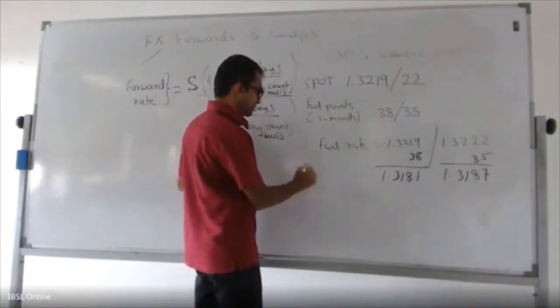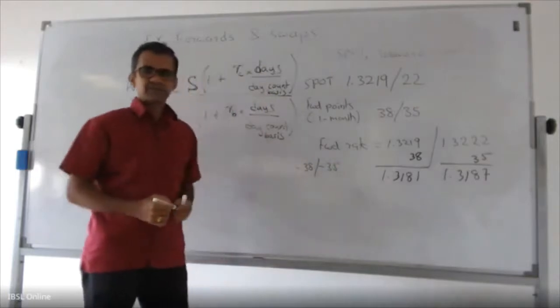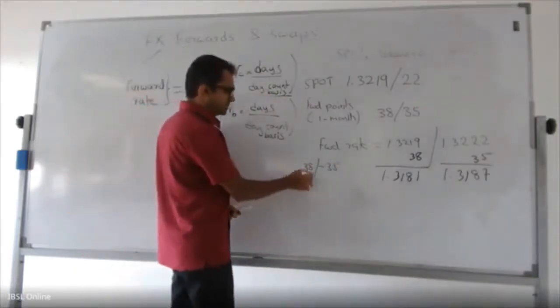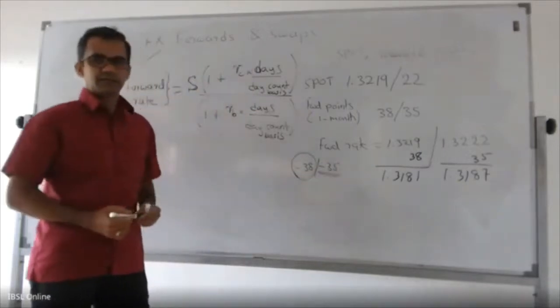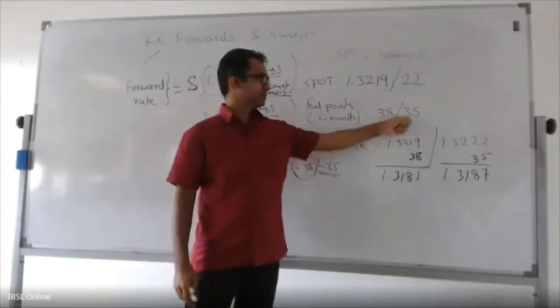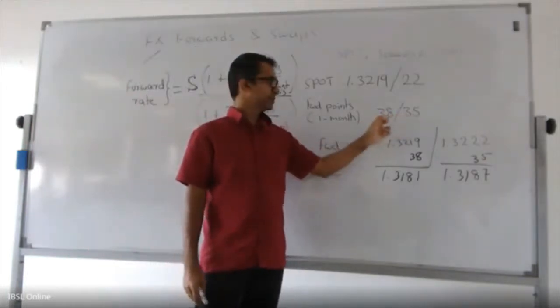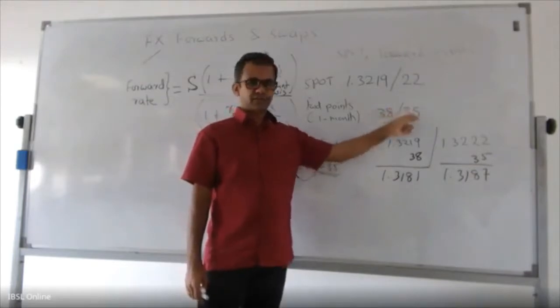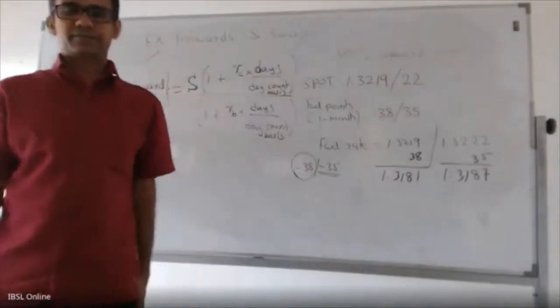When you write it as minus 38 and minus 35, still you can see the bid is lower than the offer. But when you see it here, you see it the other way around. Without the sign, you see the bid is higher than the offer. That implies the forward points are negative.